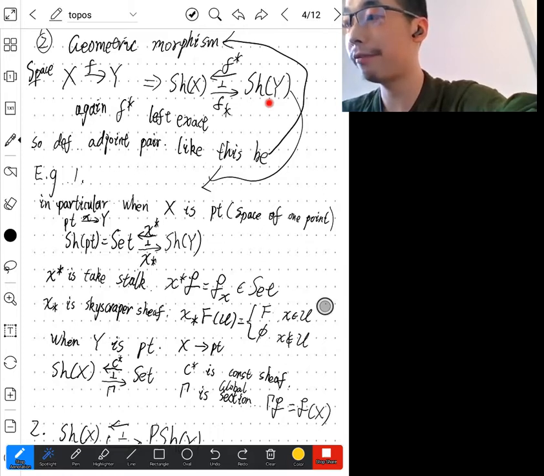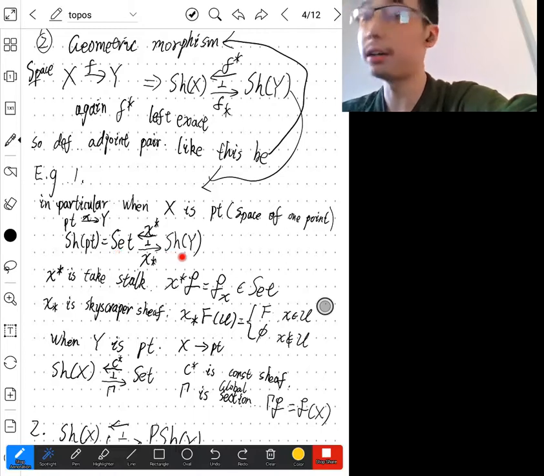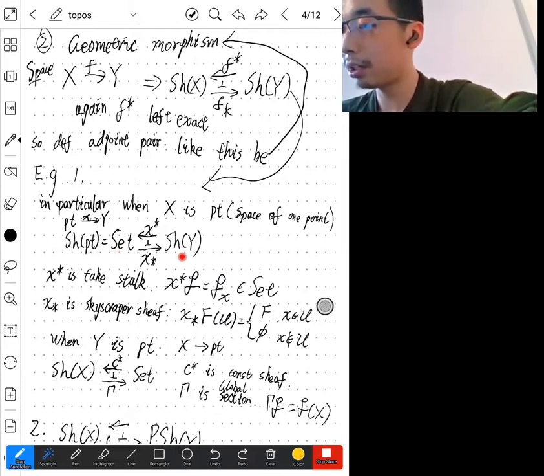The first example is that from a continuous map of two spaces, we will get such a geometric morphism. This is where the name comes from, but let's work out a more specific example. If X is a point, so this is a point to a base, it's like picking a point in Y. In that case, this is just a sheaf over a point, so it can only be the category of sets. And it's an adjoint pair of sets to sheaves on Y.